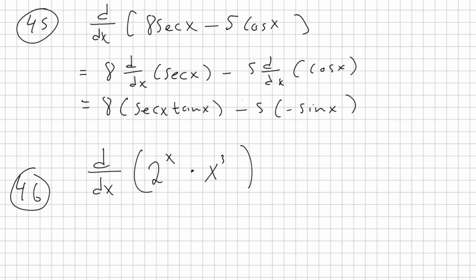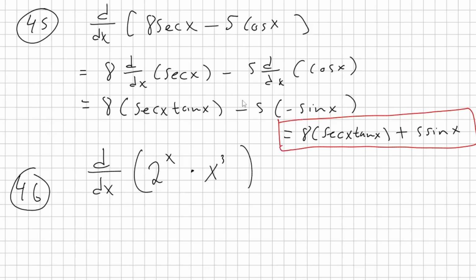Alright, so if we simplify this even further, we can distribute this to here. So basically we get 8 secant x tan x, and this negative sign will distribute here, so it'll be plus 5 sine x. So that's it for question 45. I'll box it.